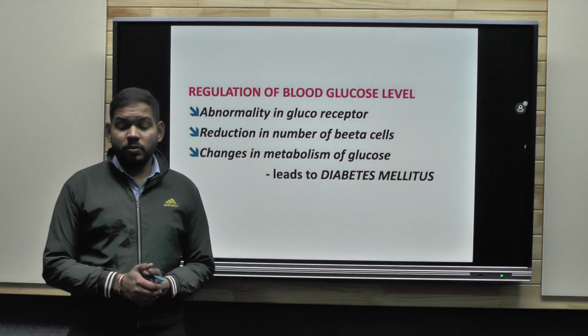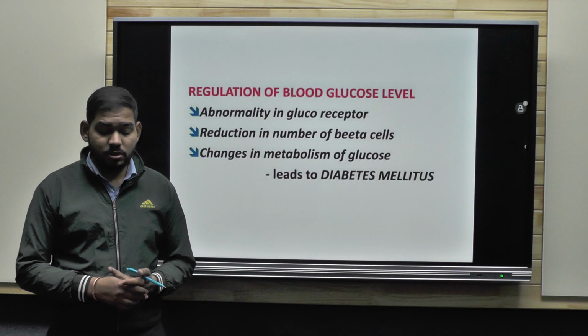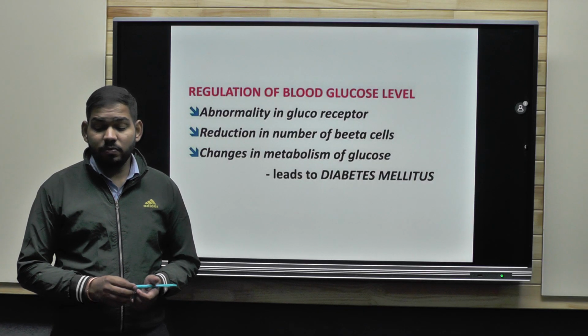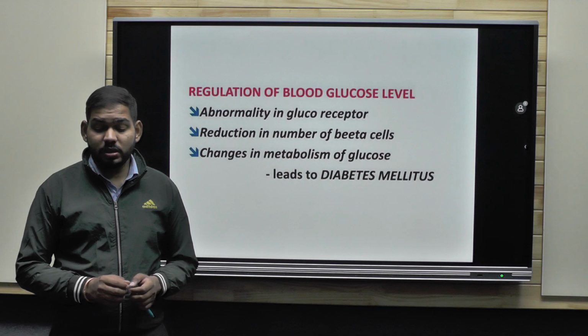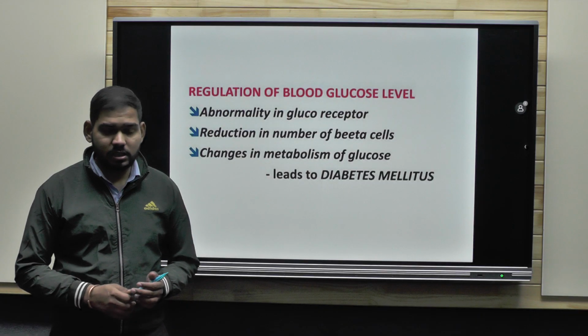Regulation of blood glucose level. This is done abnormality in glucose. This is due to the abnormality in the glucoreceptor, reduction in the number of beta cells, and changes in the metabolism of glucose, which lead to the diabetes mellitus condition.